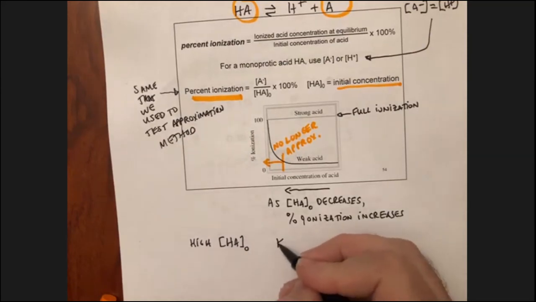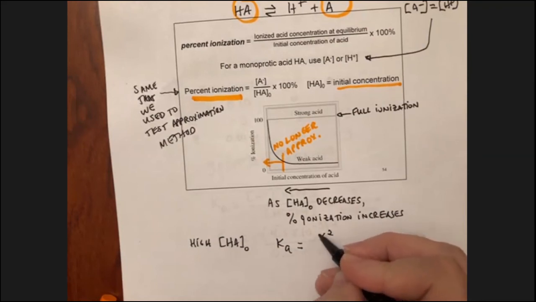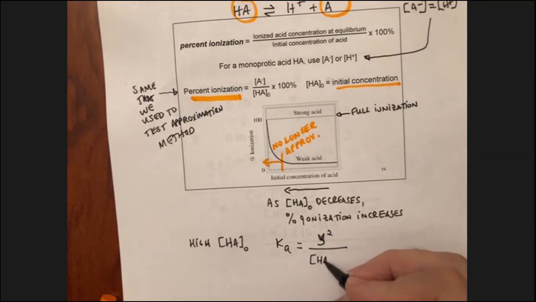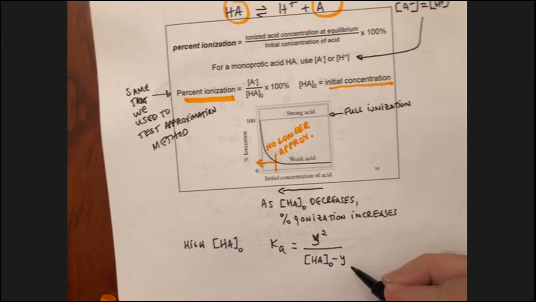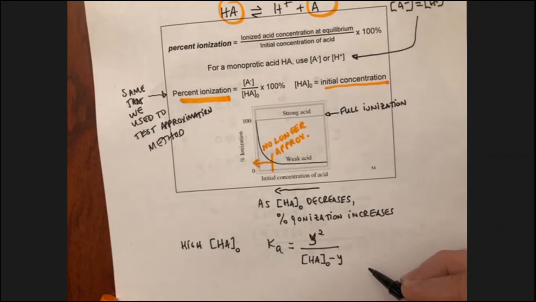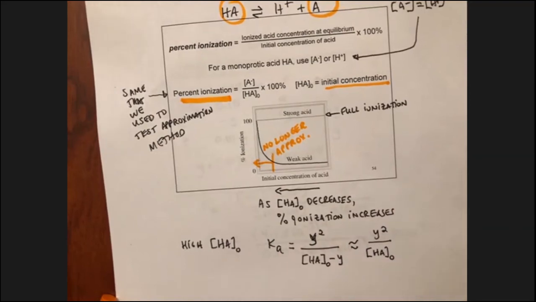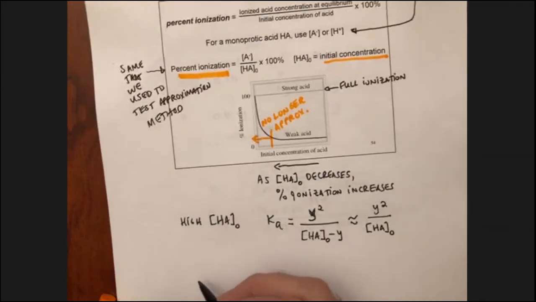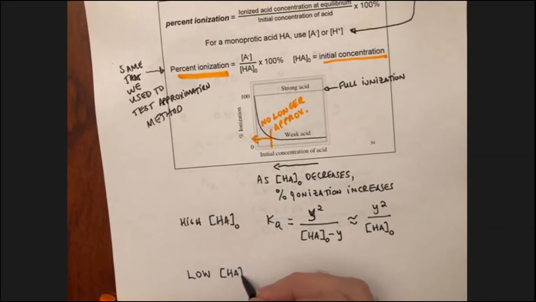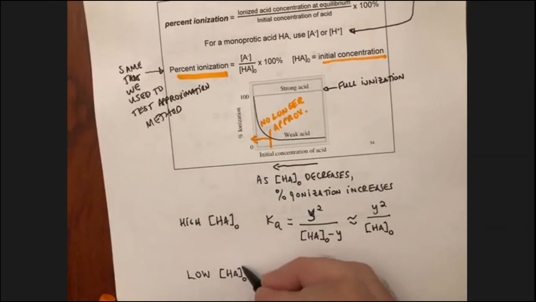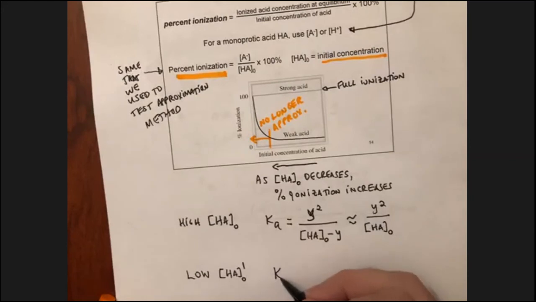In this case, my Ka is going to be y squared over my initial concentration of acid minus y. Now, in that case, since this value here is relatively large, it's okay to assume that the value of y is negligible with respect to the initial concentration of the acid. Now, let's go to a low value of my initial concentration of acid. Let's call it HA0 prime. Again, let's write out the equation. This would be y squared over HA0 prime minus y.